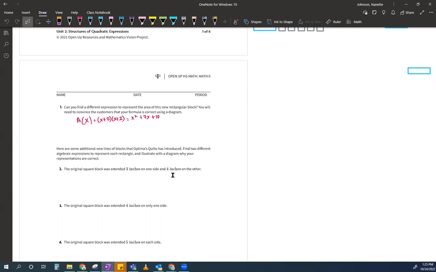Oh, that's the answer. What's the parentheses side? What's the product side look like? Very good. That was fast, by the way.